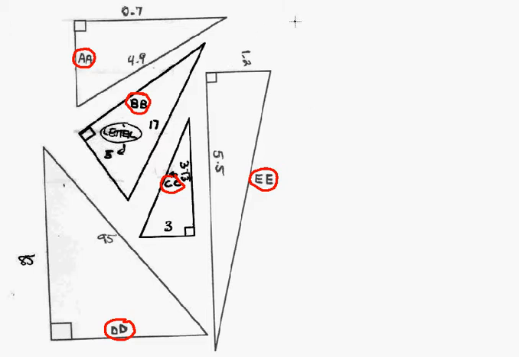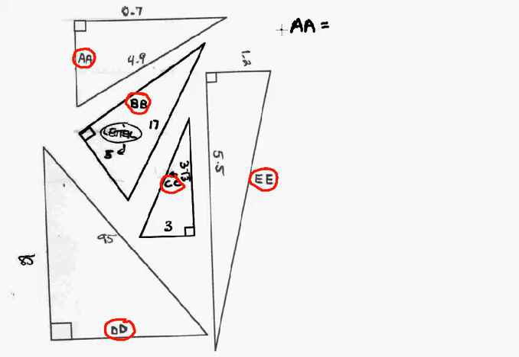Alright, looking at AA. Now this is where I wish I had been a little more careful about drawing this to scale. Because looking at this, 4.9, 0.7, I'm saying to myself, is there some kind of relationship there? It's not half, so I'm not looking at a 30, 60, 90. But let's see, that goes in 7 times. 7 times 0.7 is 4.9. No, I don't think so. Maybe it's just Pythagorean.